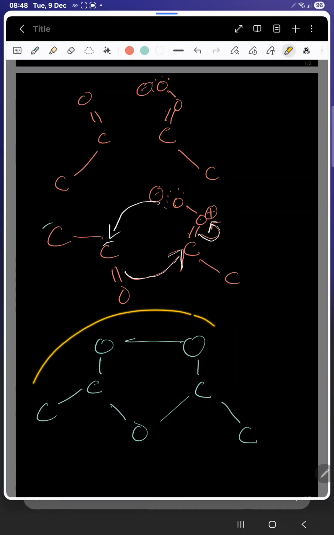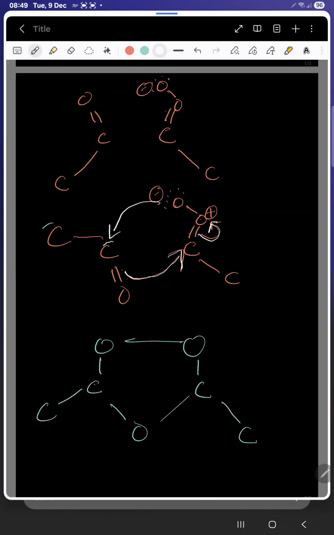For us to remove one, remember we are carrying out a process called ozonolysis. The main aim of ozonolysis is to make a cleavage, meaning to cut the alkene into two parts. For you to cut the alkene into two parts, we are going to bring what we call dimethyl sulfide. So we are going to bring a dimethyl sulfide.